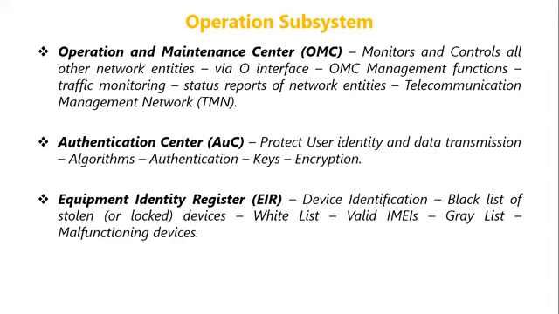Okay. The Equipment Identity Register also contains a whitelist. The whitelist represents the set of valid IMEIs, that is, International Mobile Equipment Identities, or the valid mobile phones. It also contains a grey list, which contains a list of malfunctioning devices.